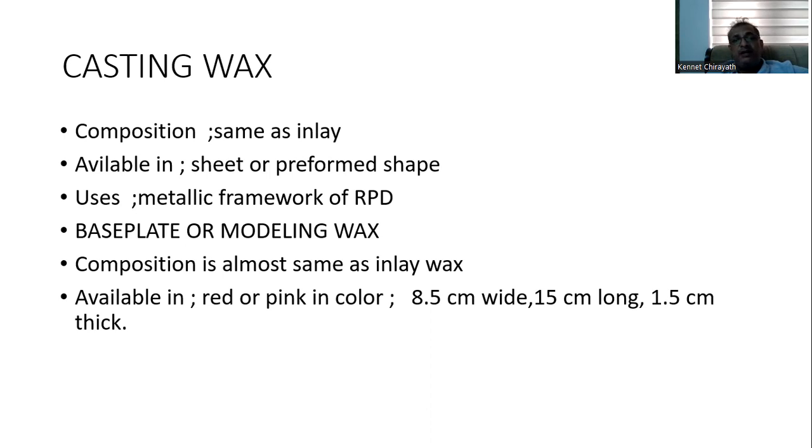Casting wax is mainly used for the fabrication of the metallic framework of the RPD. Its composition is almost the same as the inlay wax, and its properties are also almost the same. It is available in red or pink color, 8.5 centimeter wide, 50 centimeter long, and 1.5 centimeter thick. That is casting wax, which is mainly used in the laboratories.